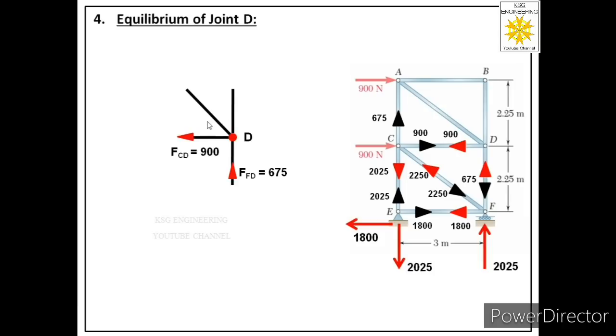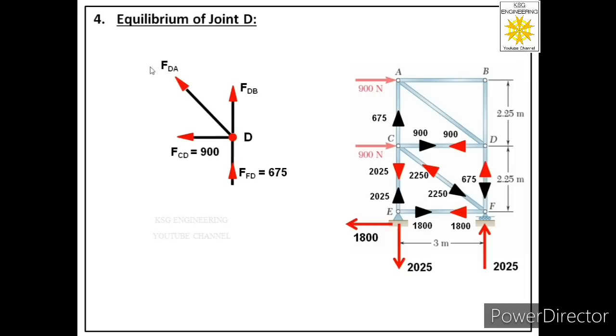In these two members we will consider their direction away from the joint, meaning tensile nature. So this is member DA, and we have labeled the force in this member as FDA, away from the joint. This is member DB, and we have labeled its force FDB, away from the joint. Now we will see, is there any external force acting at joint D? No, there is no external force. Then is there any reaction acting at joint D? No, there is no reaction at all at joint D.